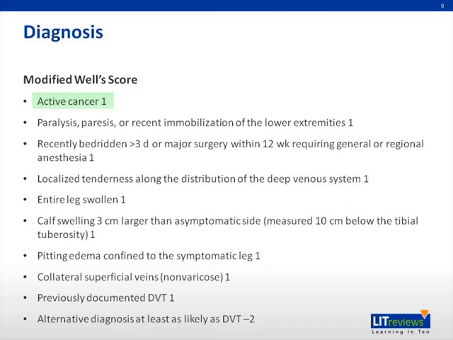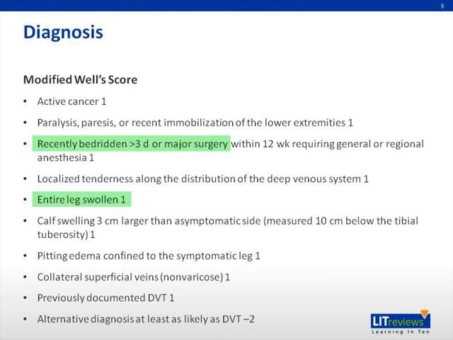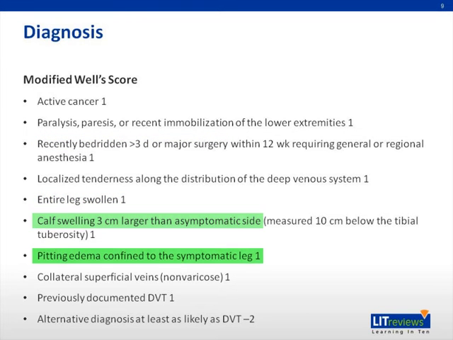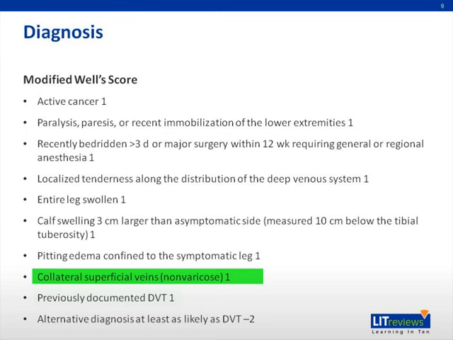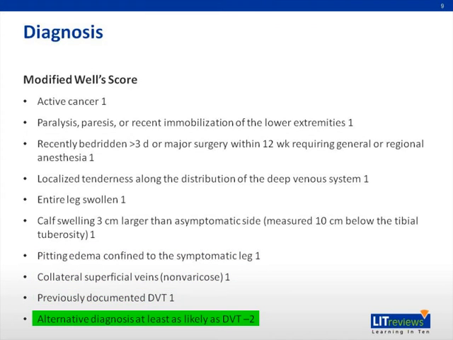For example, a patient is given 1 point for active cancer, recent immobilization, bedridden or recent surgery, fusiform swelling of the extremity, asymmetric swelling of the calf, or pitting edema confined to one leg, or new collateral superficial veins, and having a history of deep venous thrombosis. And if there is another alternative explanation at least as likely as DVT, 2 points are subtracted. This might occur in the cellulitis case as described previously.